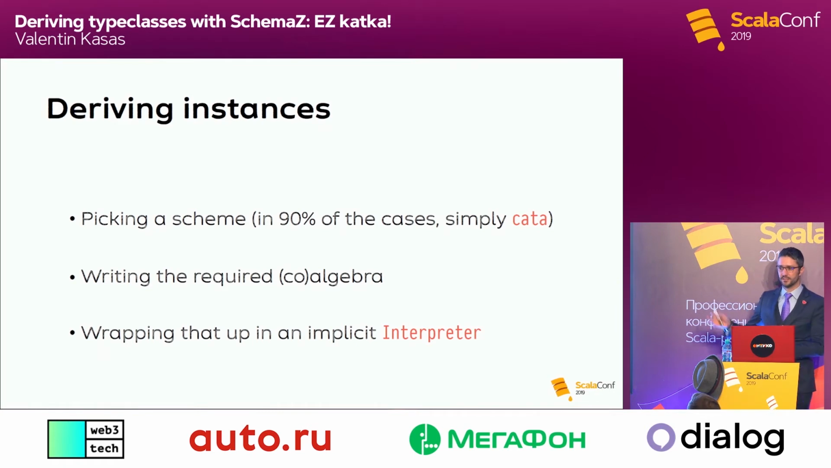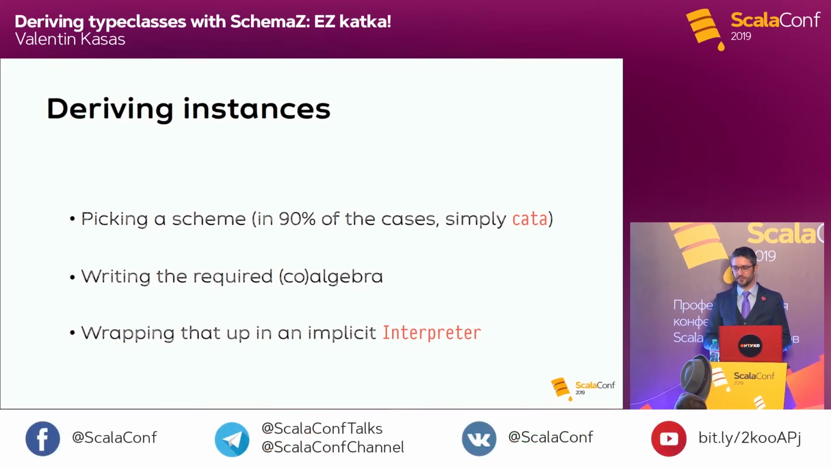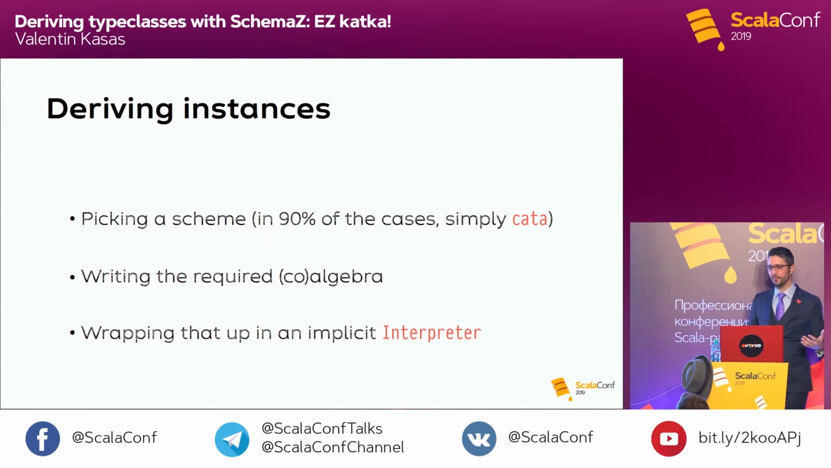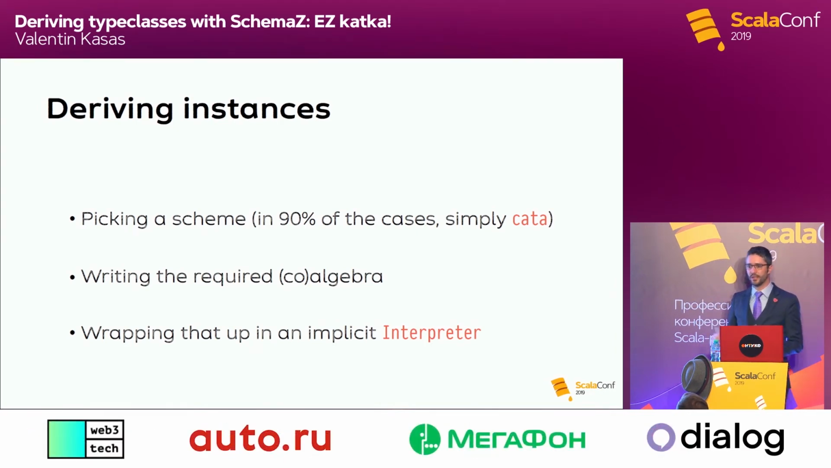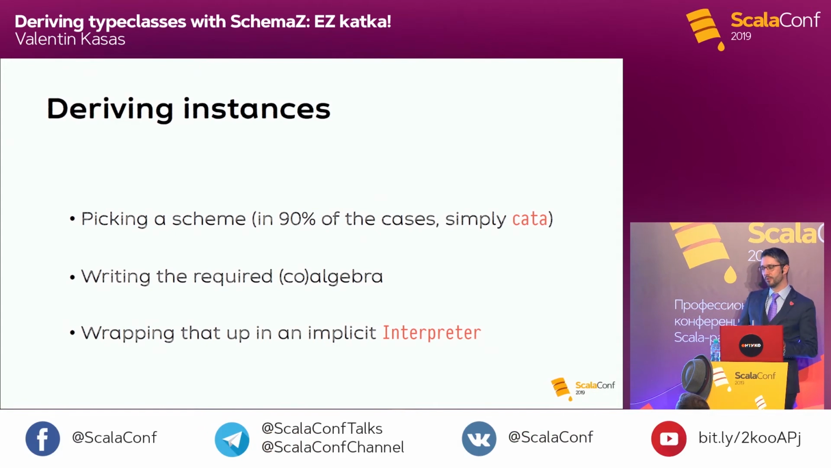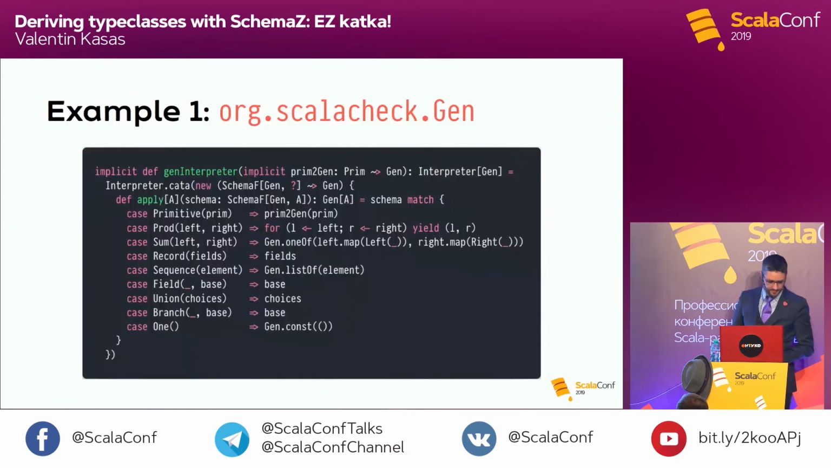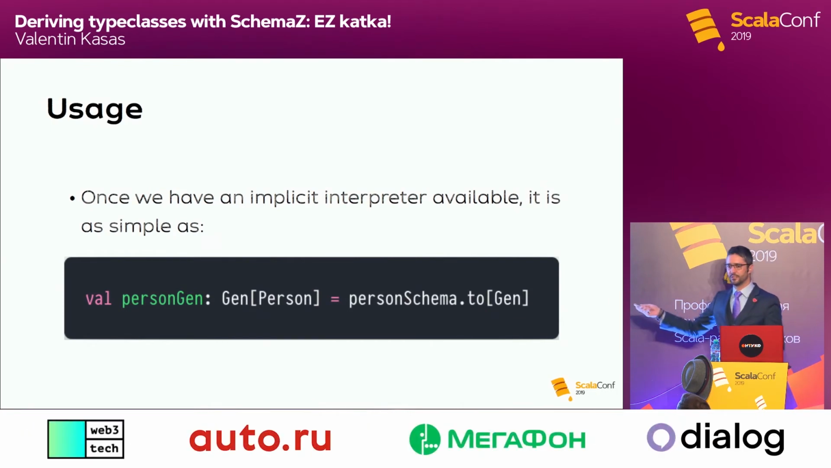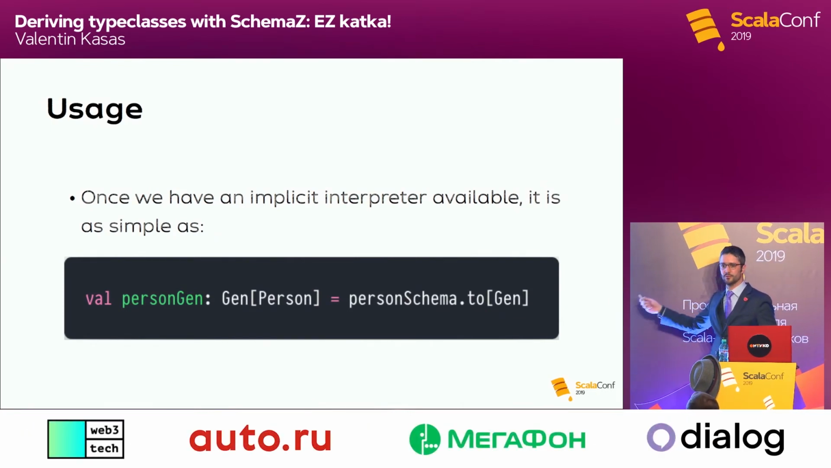So to derive an instance using that, what we need to do in SchemaZ is to pick a scheme, a way to traverse this structure. And in 90% of the cases, it's what we call a catamorphism. It's the simplest one. We need to write the required algebra or coalgebra, and we wrap that up in what we call an interpreter, provided in the implicit scope. Once we've done that, we just derive instances by calling my schema to my type class.